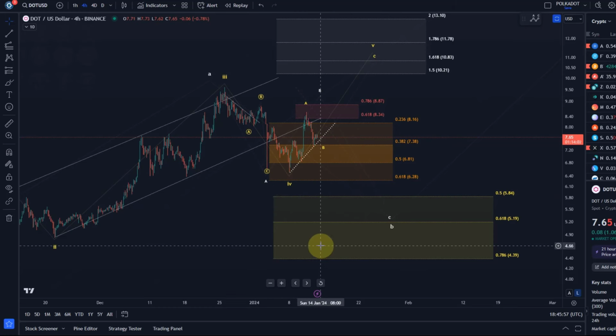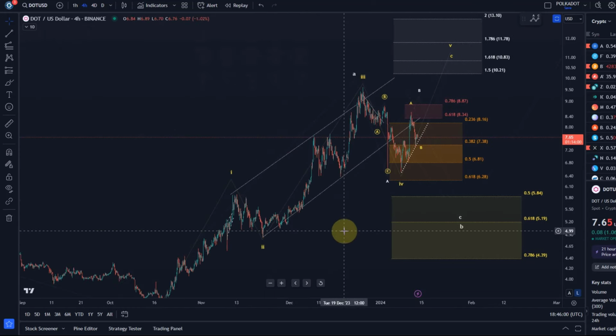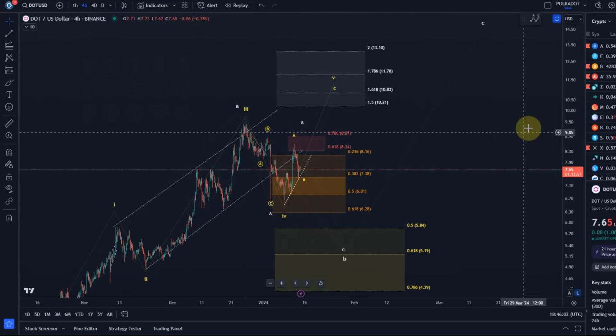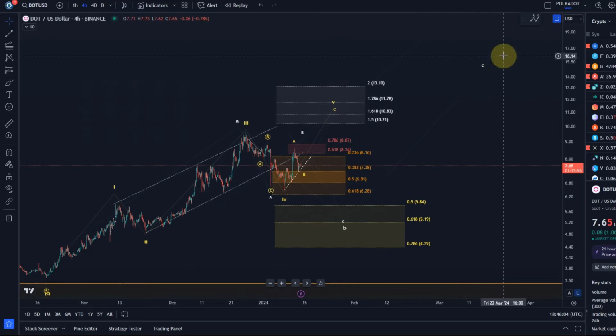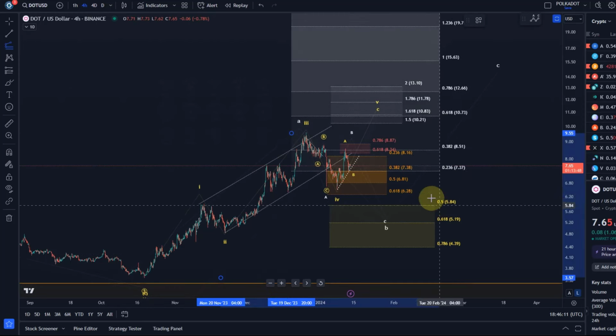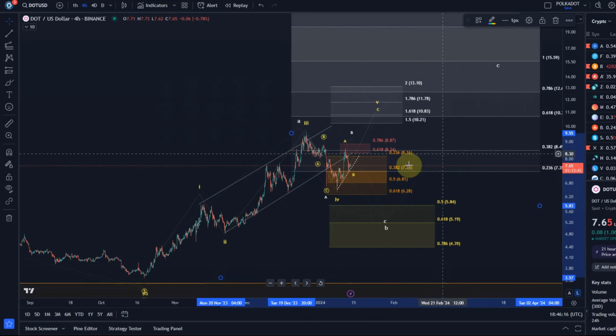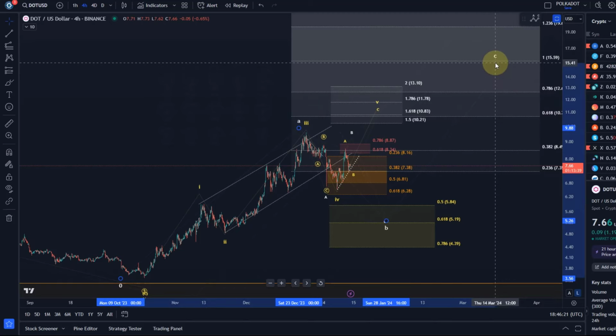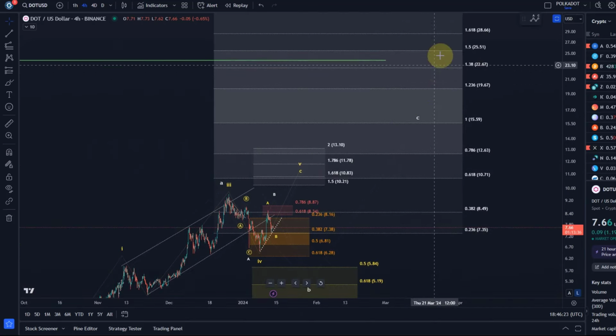One more thing I would like to mention is that, okay, if this ABC structure in white plays out, where could the C wave possibly land? I can really only give you a fixed target once we have the B wave low in place, but let's just assume the price might pull back to $5.84. Then we're looking at minimum expectations for wave C around $15.60. Further extensions are always possible, for example, towards $19.67, which would be the next Fibonacci extension level afterwards.